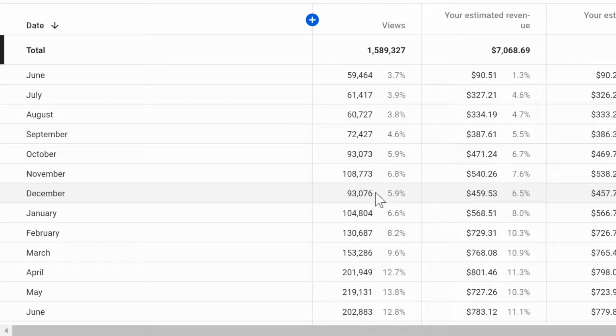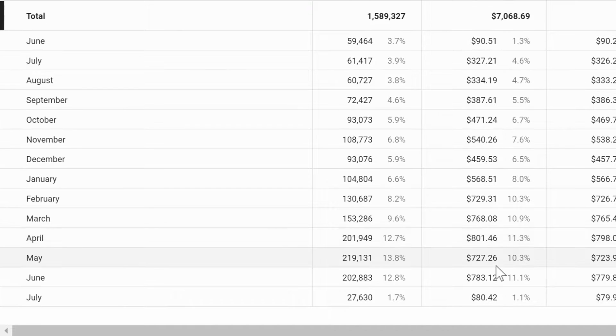And this was because my views decreased during December because, as I previously said, I get far fewer views during the Christmas period. The amount of money and views then both went up again in January, and then they continued to increase for a few months until we get to April when I made $801. And then it decreased a little bit in May.